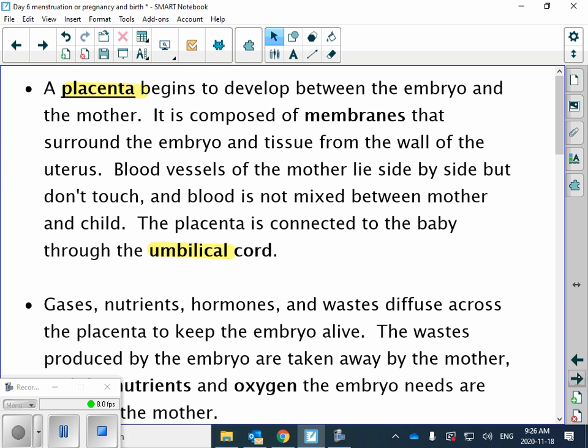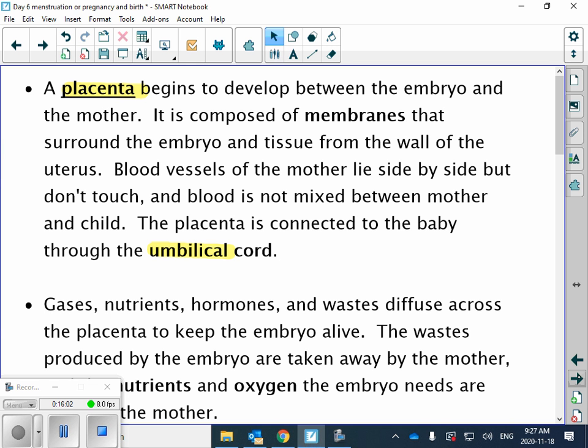The embryo can get all the nutrients it needs, so oxygen and sugar, through the lining of the wall until it reaches a certain size. And then simple diffusion of nutrients, oxygen and waste products isn't enough. The embryo gets too big. So after around 2 to 3 months, a placenta will begin to develop between the embryo and the mother. It's composed of membranes that surround the embryo and tissue from the wall of the uterus. Blood vessels of the mother and the embryo lie side by side. They don't actually touch, but they're close enough that things can diffuse in and out.